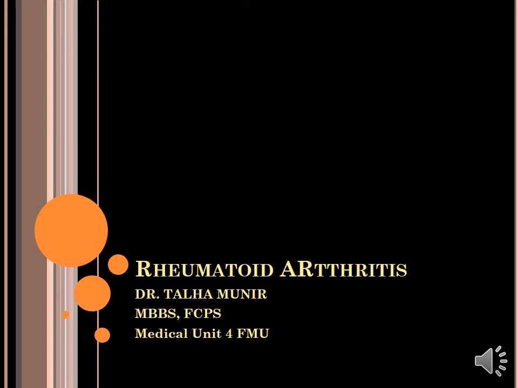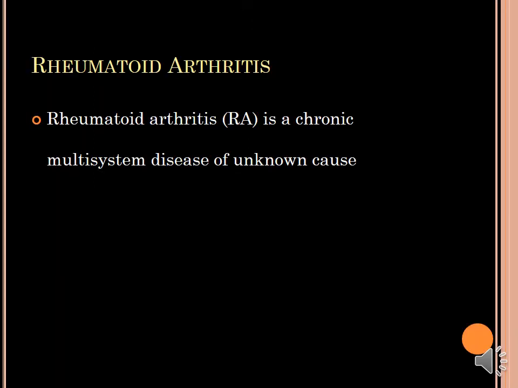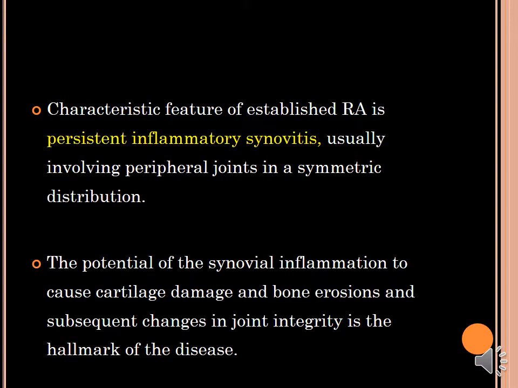Today I am going to teach you a very important topic, that is rheumatoid arthritis. Rheumatoid arthritis is a chronic multisystemic disease of unknown cause. The characteristic feature of established rheumatoid arthritis is persistent inflammatory synovitis, usually involving peripheral joints in a symmetrical distribution. The potential of the synovial inflammation to cause cartilage damage and bone erosions and subsequent changes in joint integrity is the hallmark of the disease.